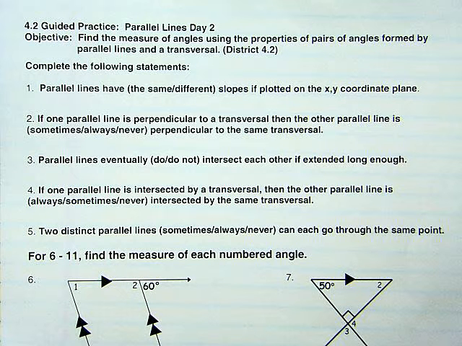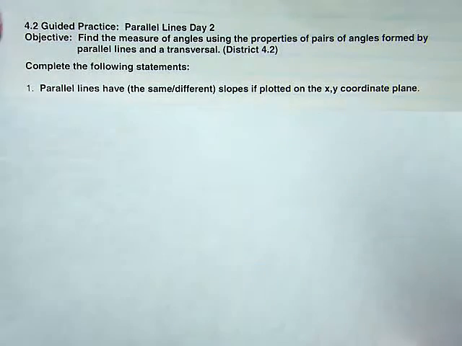So this is guided practice 4.2, and this is parallel lines day 2, and our objective is to find the measure of angles using the properties of pairs of angles formed by parallel lines and a transversal. We're just going to do a little bit of a review here. We're going to complete some of the following statements by choosing the correct statement to complete it.